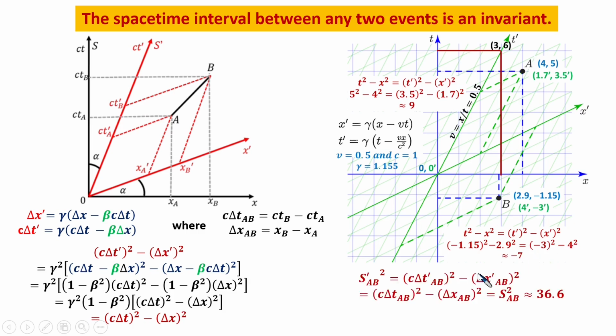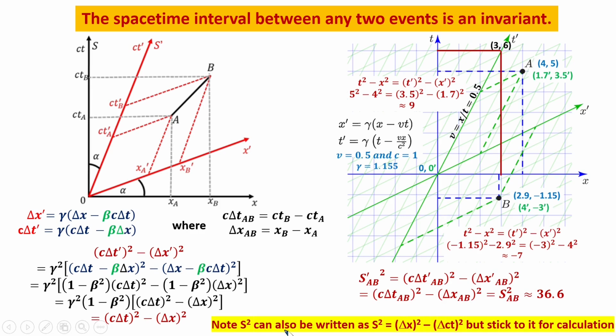And similarly you can also show that this distance A and B is equal to 36.6 whether you do it in the prime frame or in the stationary frame. You just do this 5 minus of minus 1.5, you substitute all this and you will see that this comes to be 36 whether you do it with respect to the unprimed frame or with the prime frame.